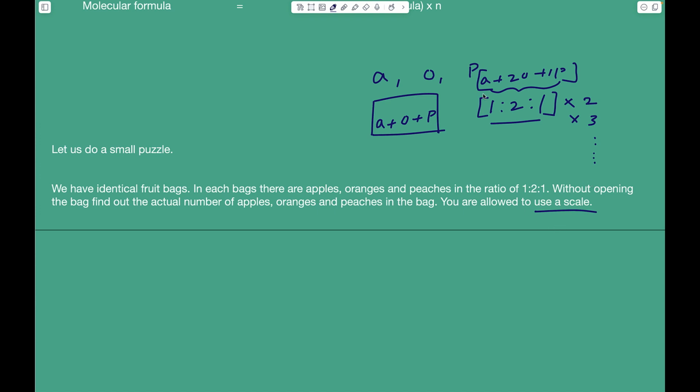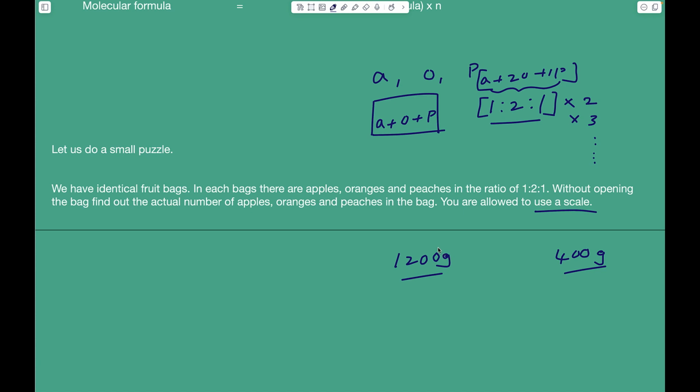Now let us weigh this unit and say we found its mass to be 400 grams. And we can also weigh this bag, without opening it. Let us say we found the mass of the bag to be 1200 grams. Now what do these numbers tell us?